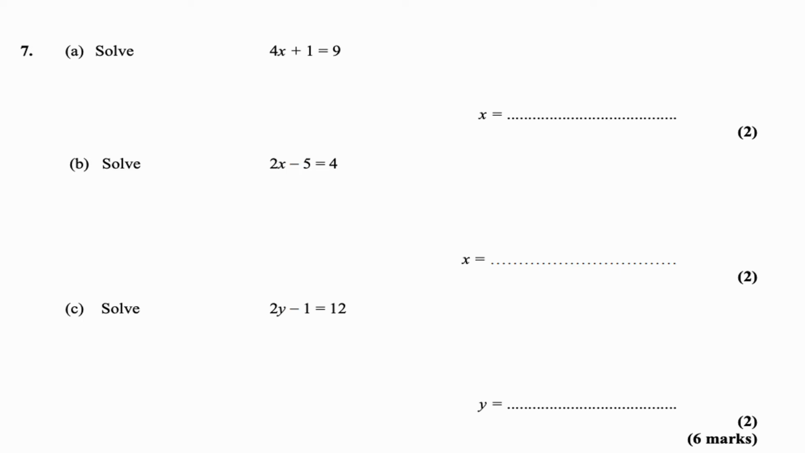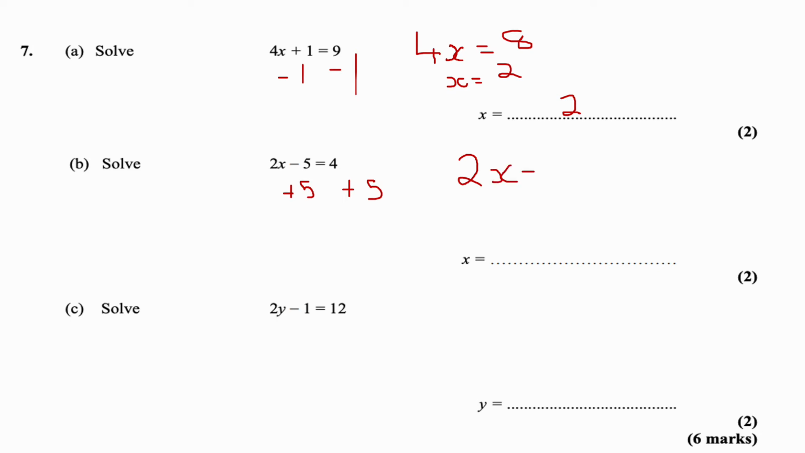Question number 7, part A. Solve this equation. While subtracting 1 on both sides, I get 4x is equal to 8. Dividing both sides by 4, remember that 4x means 4 times x, so dividing both sides by 4, I get that x is equal to 2. Okay, remember 1 mark per step. Okay, part B, solve this equation. Well, if I add 5 to both sides, okay, I get 2x is equal to 9. Dividing both sides by 2, I get x is equal to 9 halves.